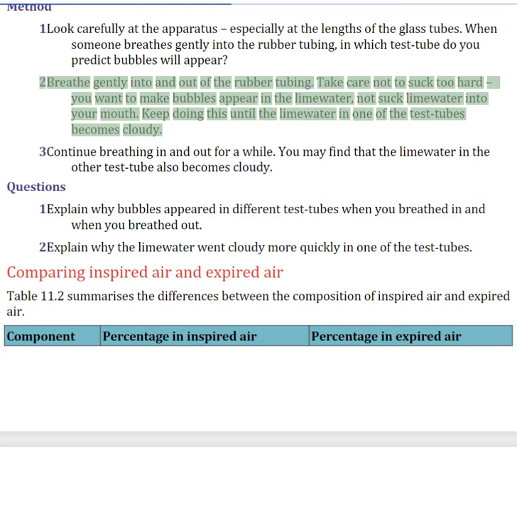2. Breathe gently into and out of the rubber tubing. Take care not to suck too hard. You want to make bubbles appear in the lime water, not suck lime water into your mouth. Keep doing this until the lime water in one of the test tubes becomes cloudy.